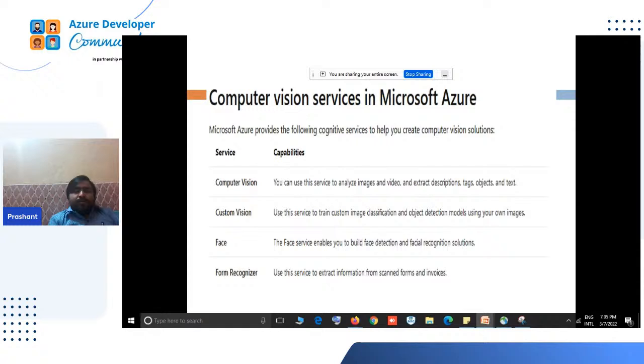Coming to Azure, we were looking at the broad areas of computer vision, and now we are trying to map the corresponding services in Azure for each of those areas. Like we can see, computer vision we can leverage to analyze images and videos, and we can extract descriptions, tags, objects, and text. That is what the computer vision service can be leveraged for.